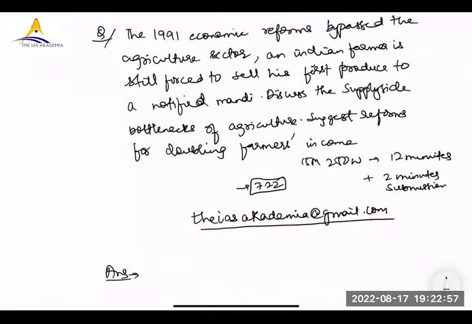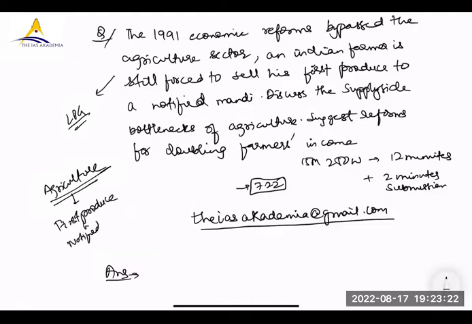So 1991 economic reforms opened the industrial sector, right? An industrial player could sell his produce to anybody. But agriculture में क्या है? थोड़ा सा background जान लीजिए. In agriculture, you can sell your first produce, for notified products, only in a government designated mandi. Which is this mandi? APMC, Agricultural Produce Marketing Committee.